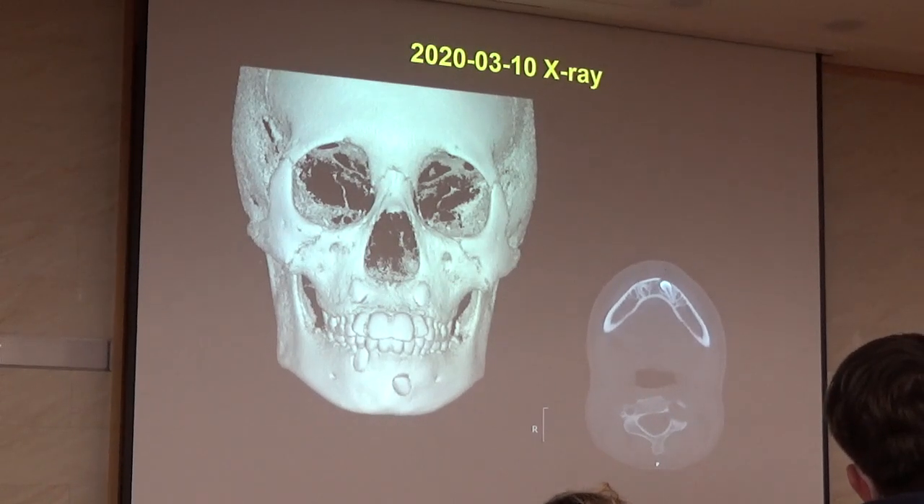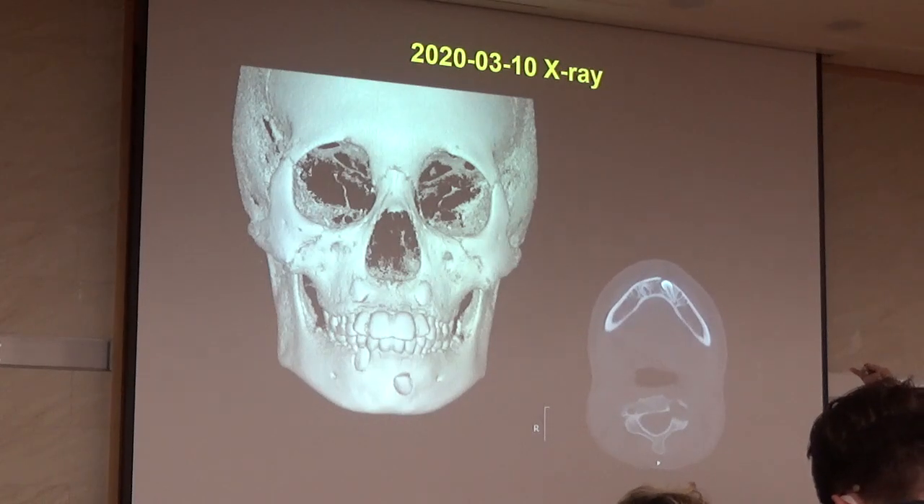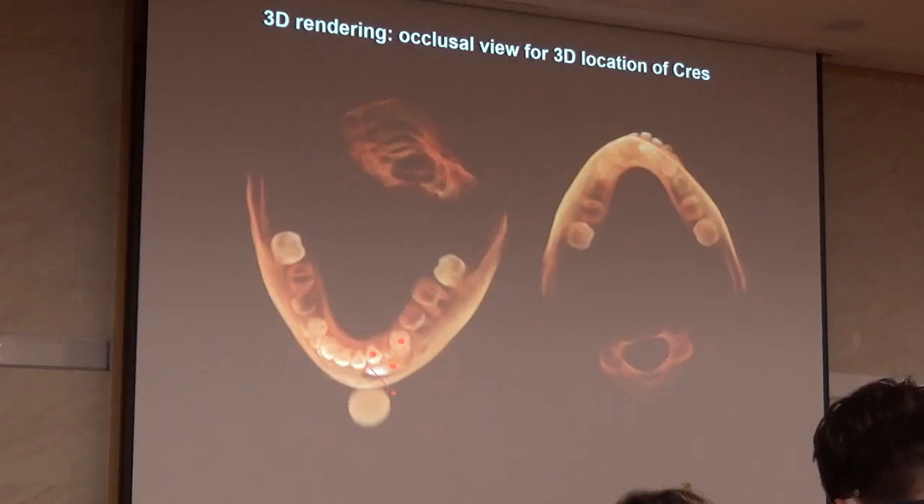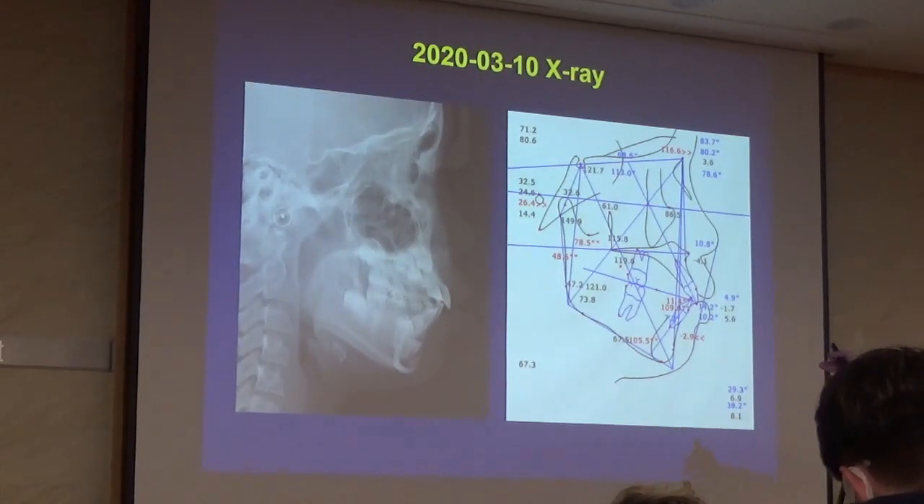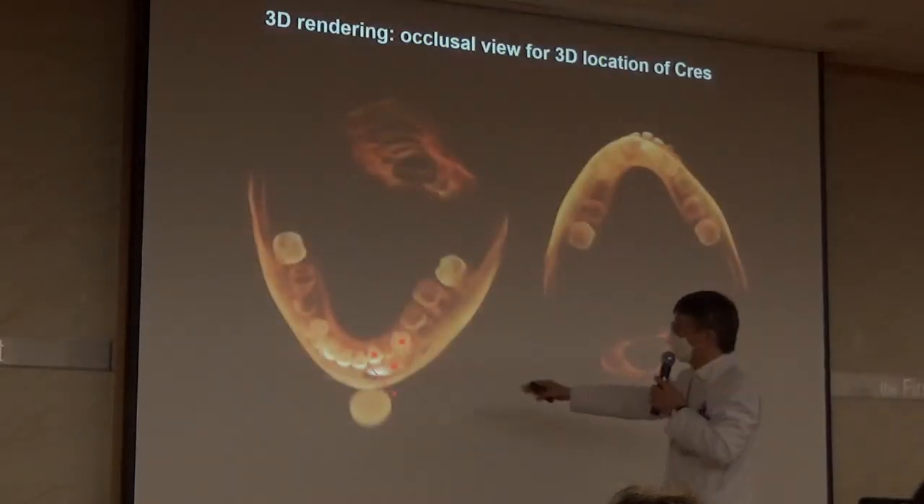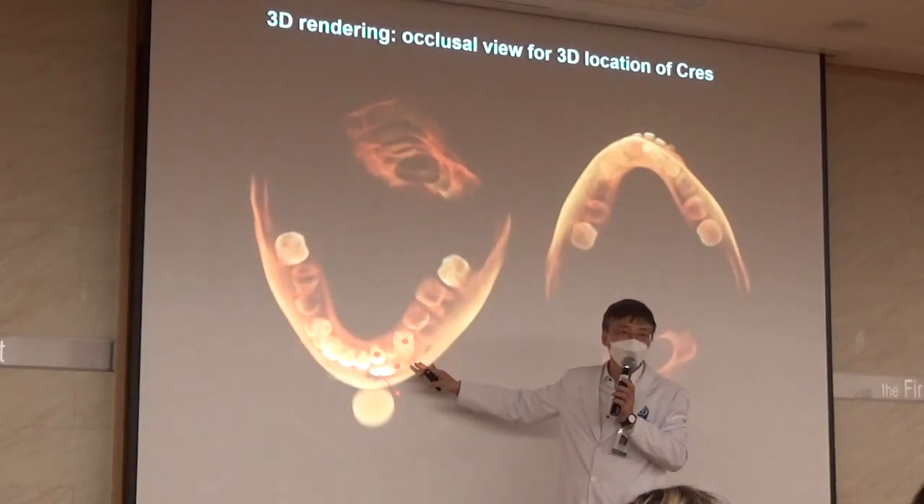Let's get back to the basics. What is our target? Canine. How is it arranged? What do we get out of this three-dimensional CBCT? Okay, first thing is it's beautiful. That doesn't help.